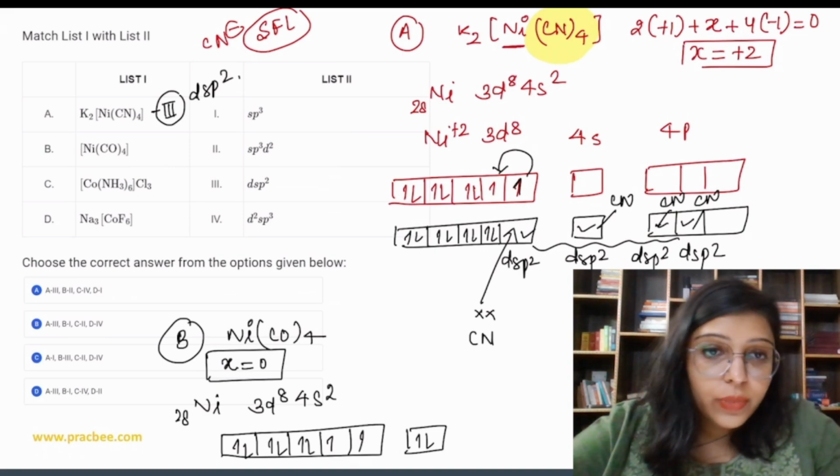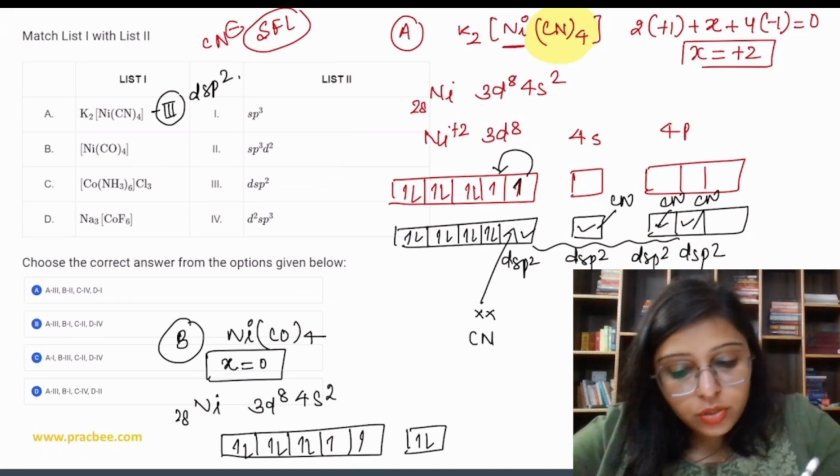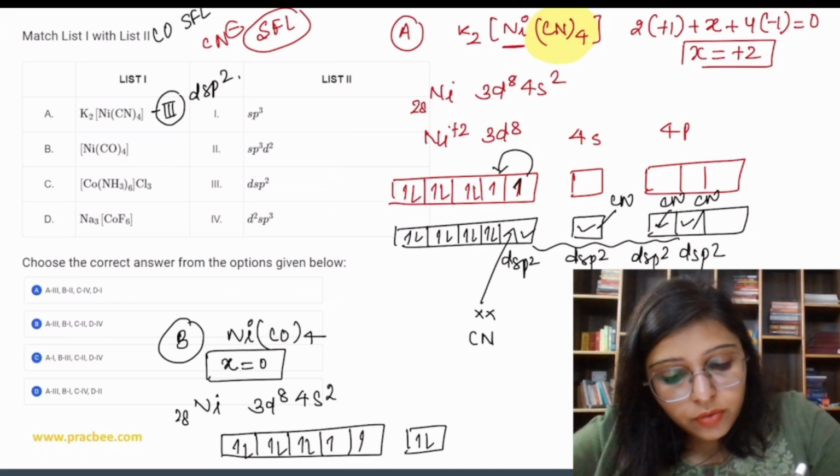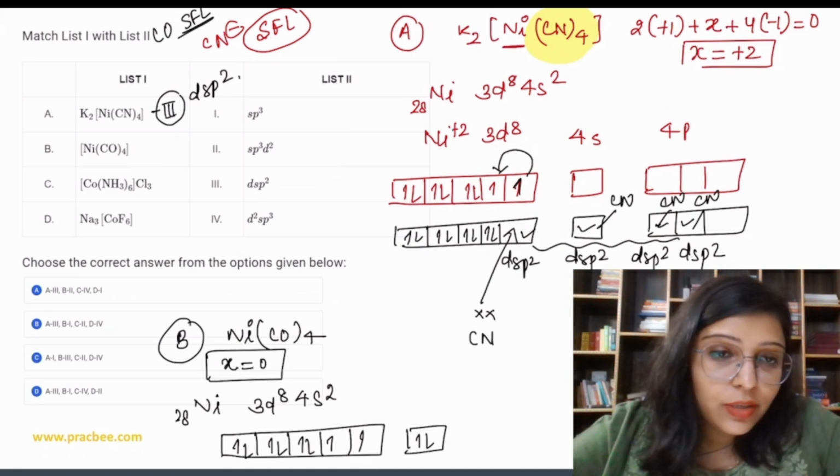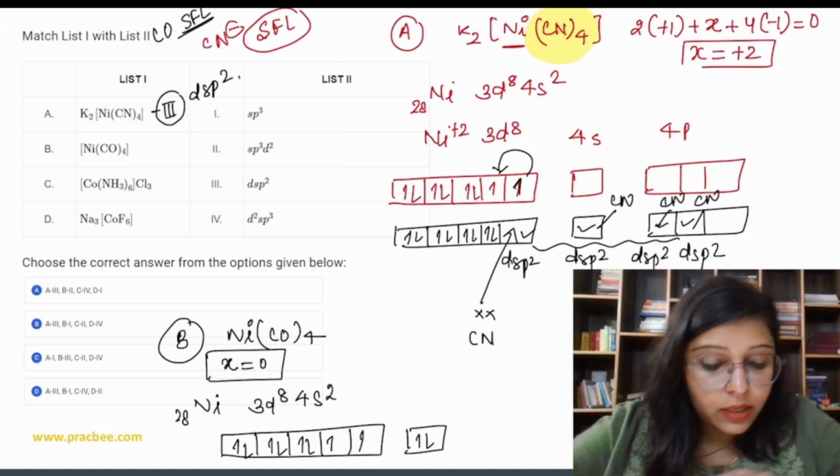CO is also a strong field ligand. And what are strong field ligands? How can you distinguish? The donor atom is going to be nitrogen or carbon. So they are going to be strong field ligands.